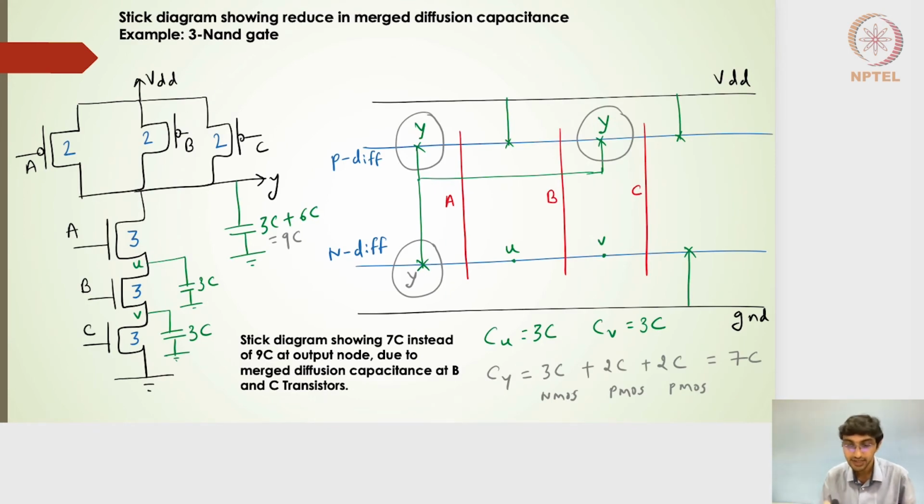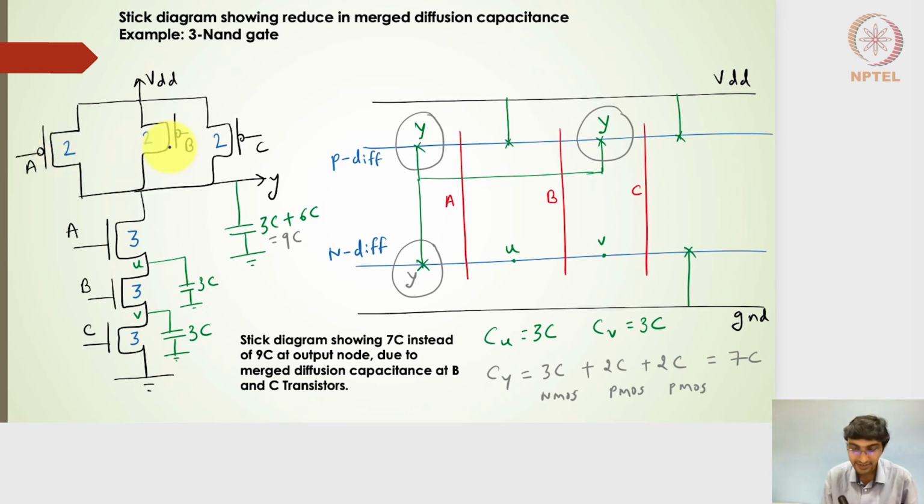The last one. Here is a stick diagram, just a 3-input NAND gate stick diagram. The schematic is given here, and I have drawn the stick diagram here. The stick diagram is very, very simple here: the VDD line, the ground line, the P diffusion, and the N diffusion line. So let me try to complete this particular stick diagram.